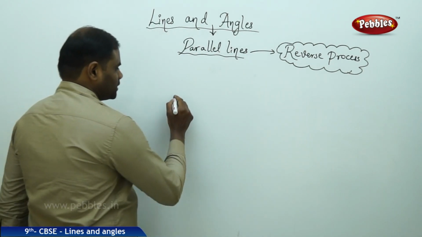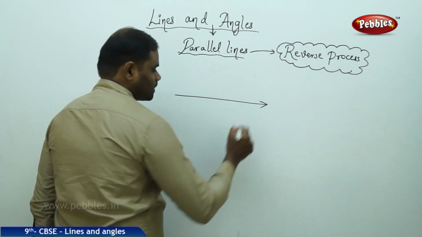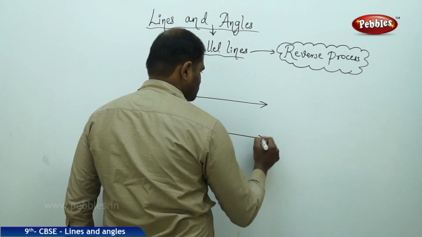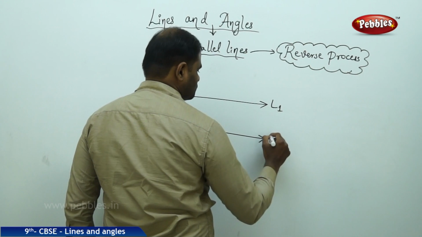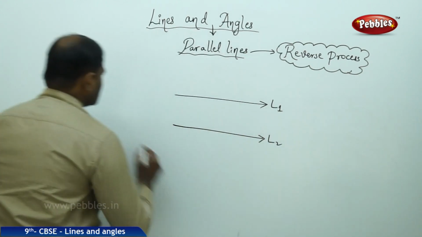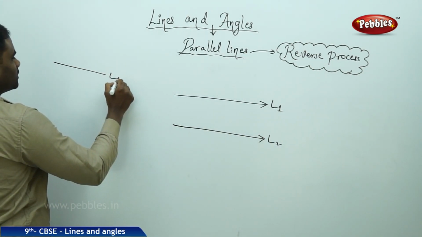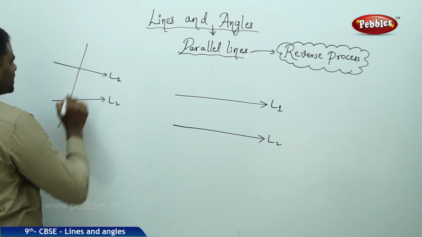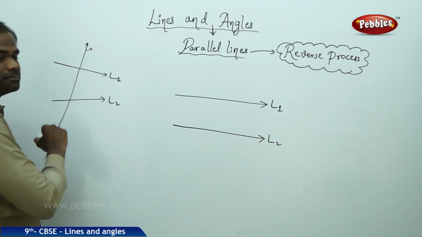Imagine I take two lines which are not parallel. Say I take two lines somewhere in this manner, and I just take a transversal out here.